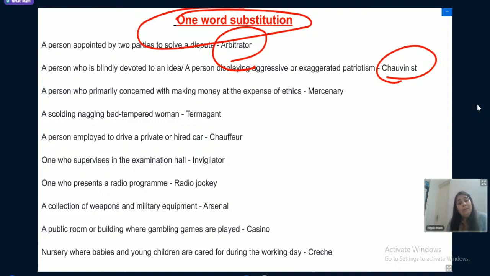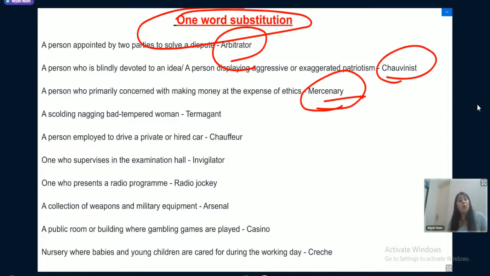A person who is primarily concerned with making money at the expense of ethics. So at the expense of his morals, he still wants to make money. In anything he starts, in anything he does, he looks for money. That particular person is known as a mercenary.